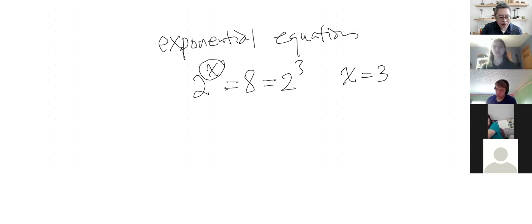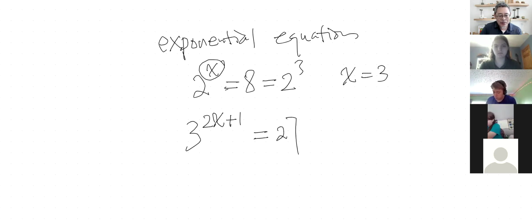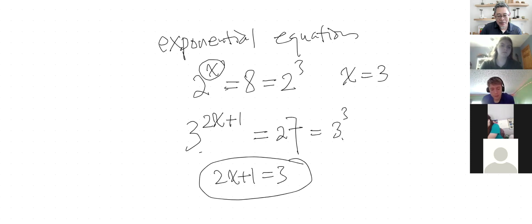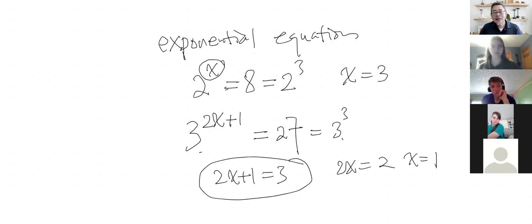Now, sometimes it's going to be a little bit more complicated than that. So it could be 3^(2x + 1) = 27. Now, we know the 27 can be written as 3 to the third, same base. So therefore, 2x + 1 has to equal 3. Now, this is a linear equation. 2x is 2, then x equals 1. Good?